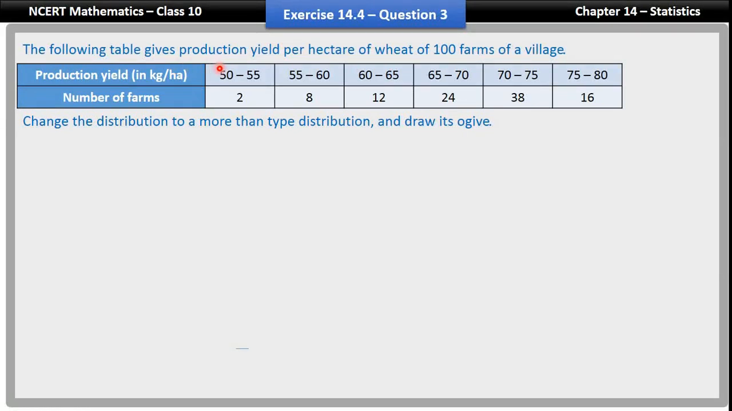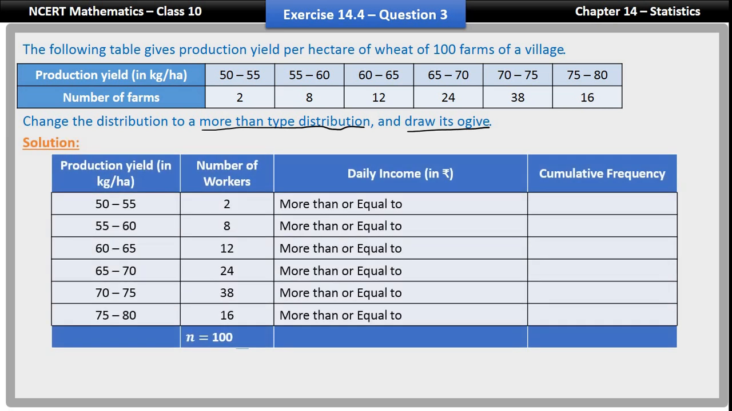The following table gives the production yield per hectare of wheat of 100 farms of a village. Change the distribution to more than type distribution and draw its ogive. So there are two parts in this question. One, we should change this to more than type distribution, and second, we need to draw its ogive curve. Now let's draw the table and convert it to more than type distribution first.